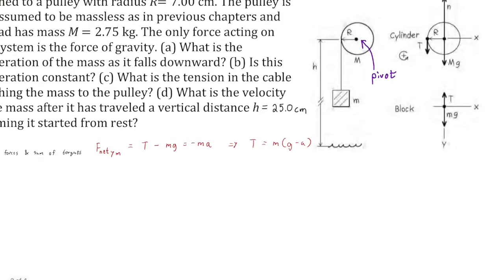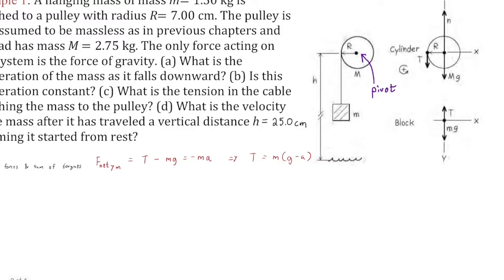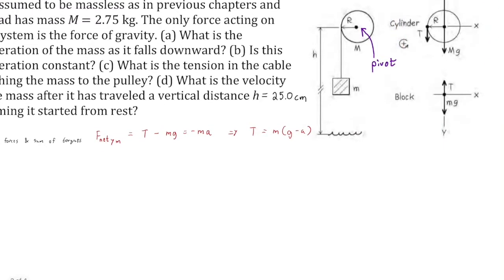Okay, all right, and there we go. We can see here that I'm defining it like that, positive y upwards. I ended up not using this coordinate system, I only used this one. And so then we have the tension is just m times (g minus a).